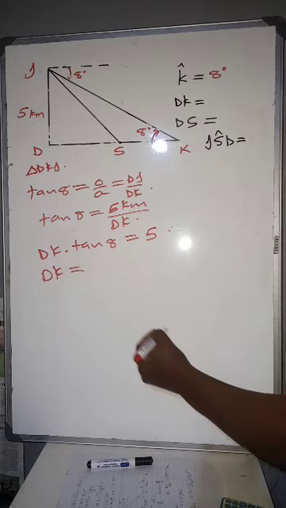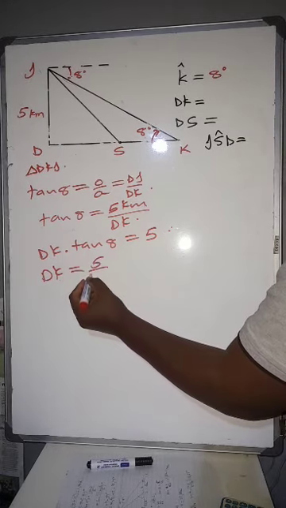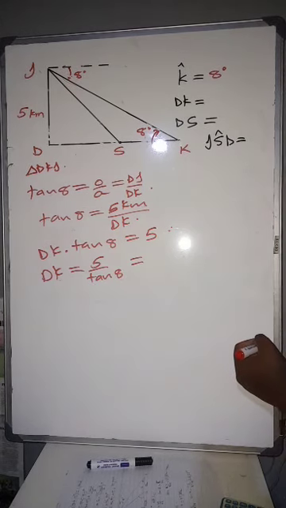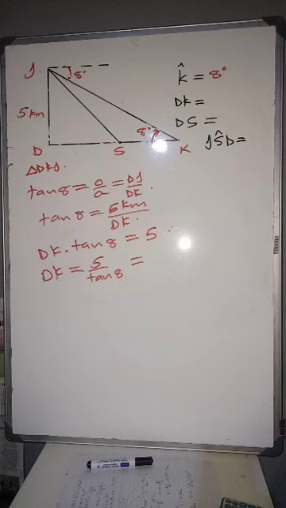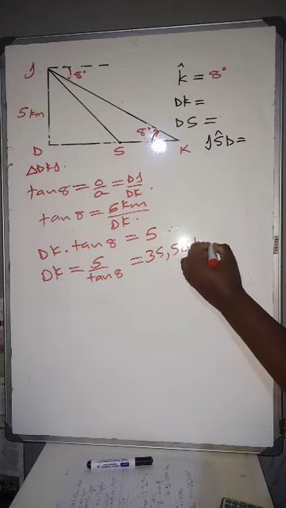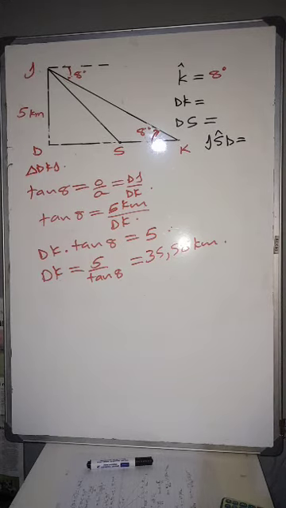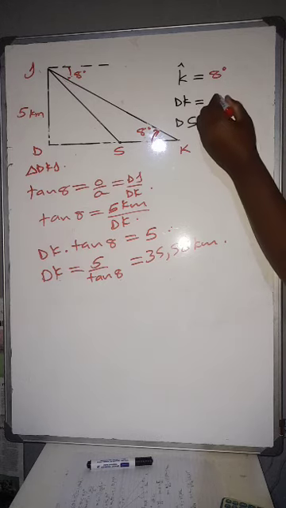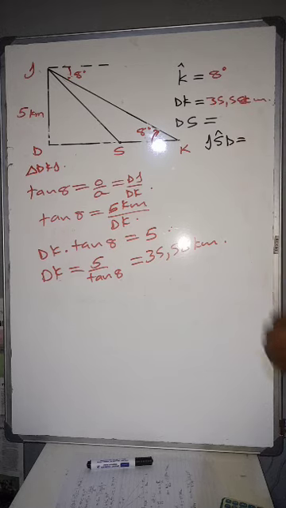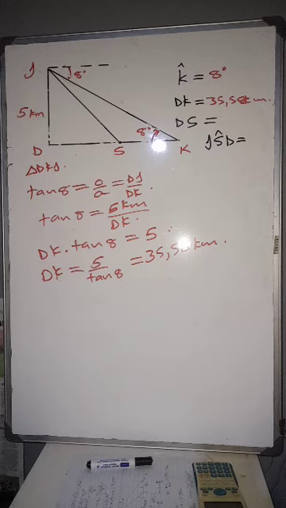So DK is equal to 5 over tan 8. 5 over tan 8 there, it gives us 35,58 kilometers. So the distance between point D and point K is 35,58 kilometers. Remember, you are supposed to always have your calculator when you are doing your maths. That is the first question, or the second one.